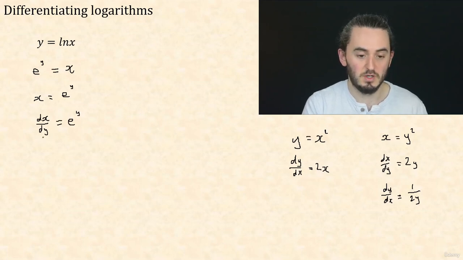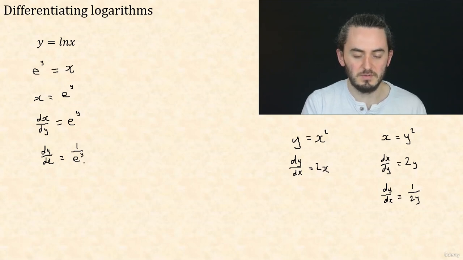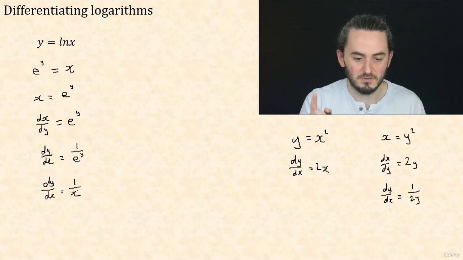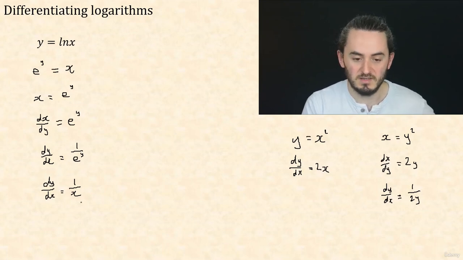But what I want to know is what dy by dx is. So flip this upside down: dy by dx equals the reciprocal of this, which is 1 over e to the y. But what's e to the y? Well, it's x. So dy by dx is 1 over x. And this is pretty cool, right? The derivative of ln x is 1 over x. When you differentiate the natural log, you get no logs in sight, just 1 over x.